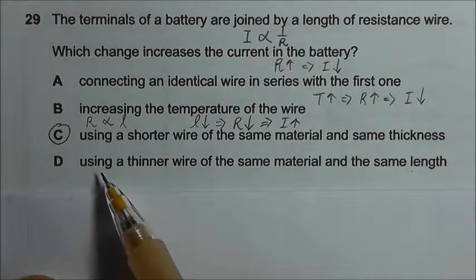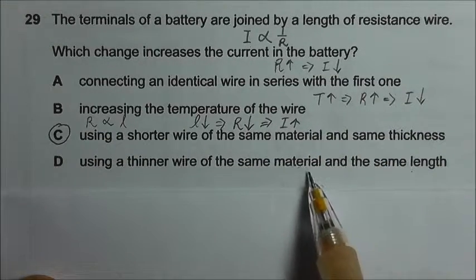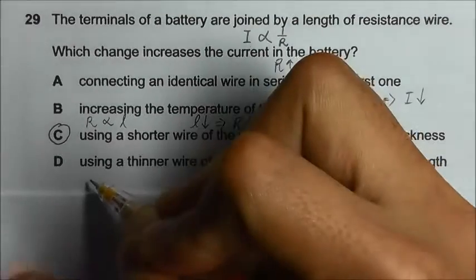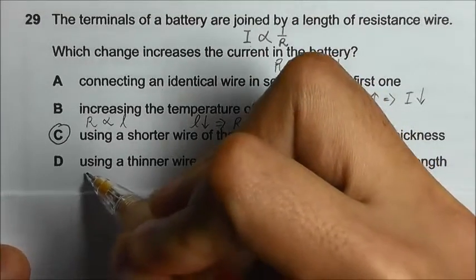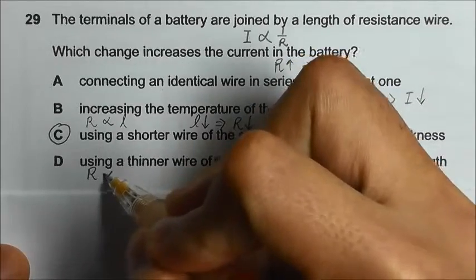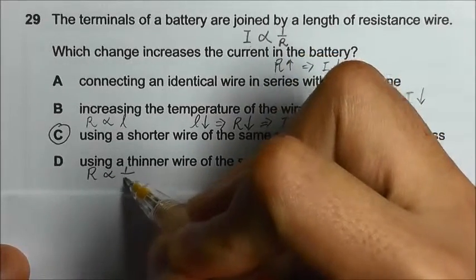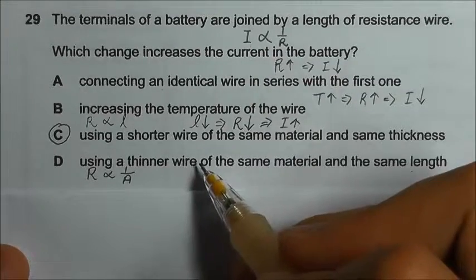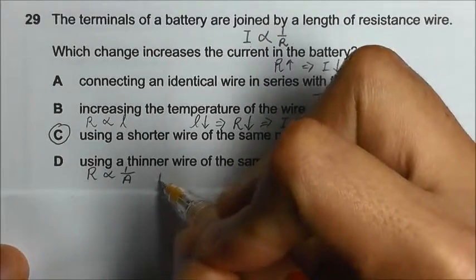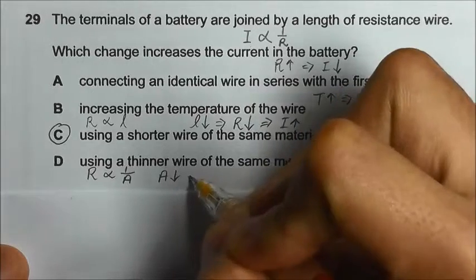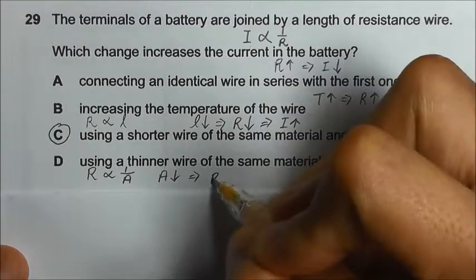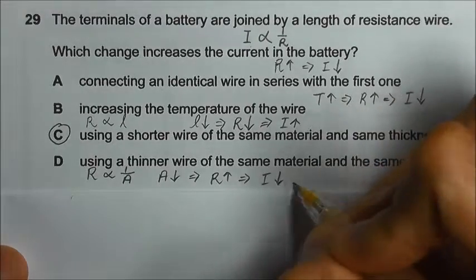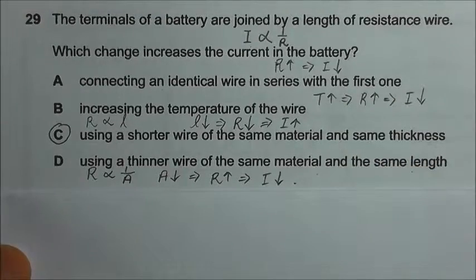And option D, using a thinner wire of the same material and the same length. The resistance of a wire is inversely proportional to the cross-sectional area. So using a thinner wire, you are decreasing the cross-sectional area. You cause the resistance to increase and the current to decrease. So D cannot be the answer.